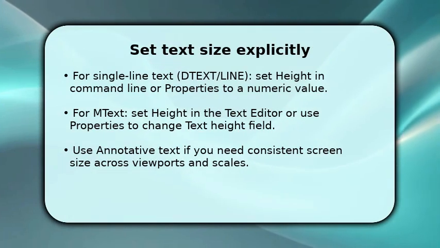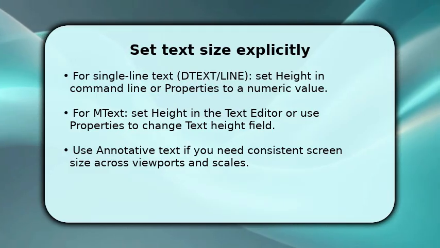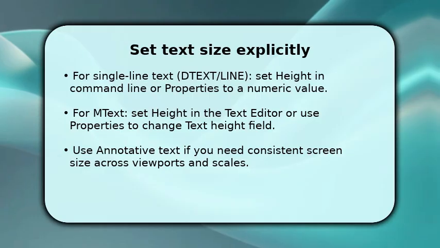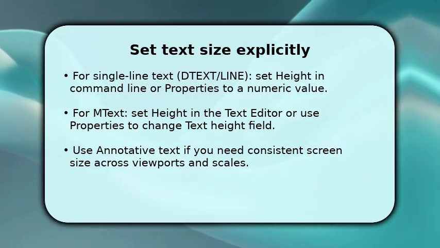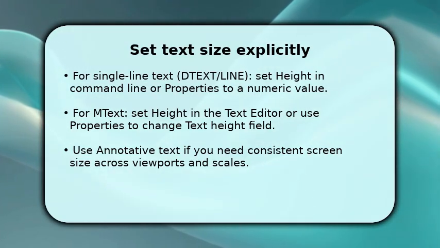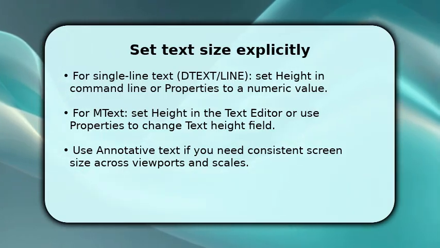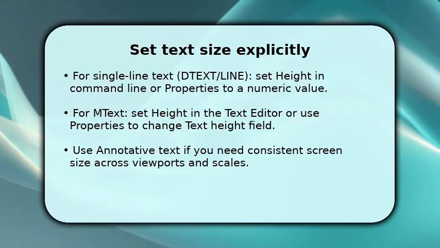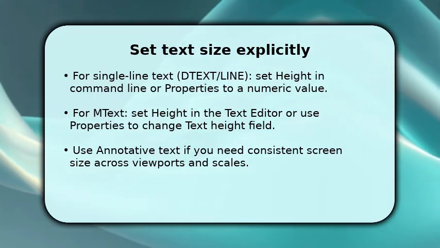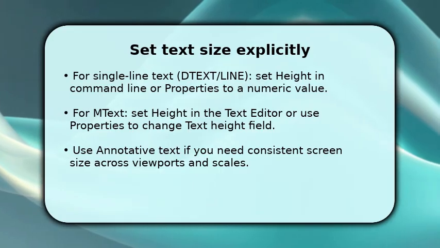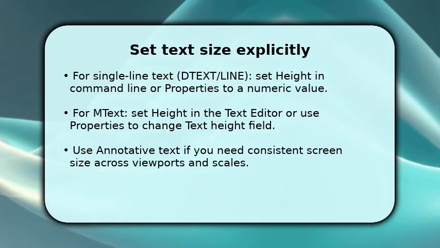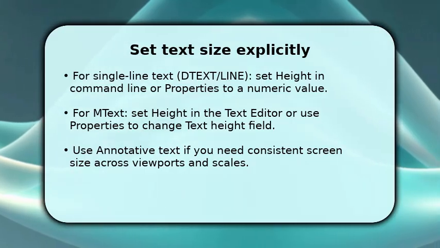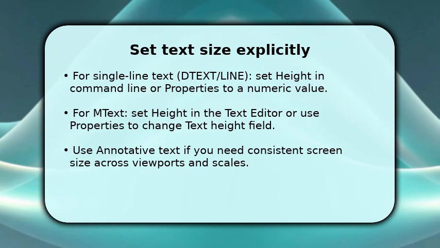Next, you apply an explicit numeric height. When creating single-line text, use the height prompt, or after creation, change the height in Properties. For MText, open the editor and set the text height, or select the object and edit the text height in Properties. If your drawing uses multiple scales, enable annotative text so the displayed size remains consistent across viewports. Annotative objects adjust automatically. Always verify units. A value of 3 equals 3 drawing units, so confirm your unit system before finalizing.